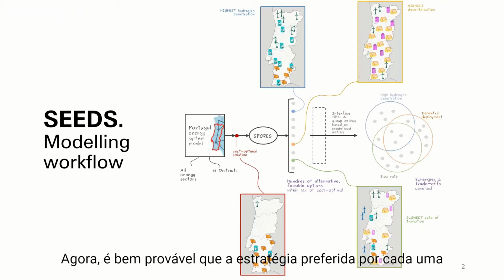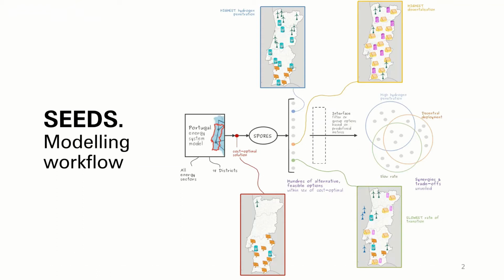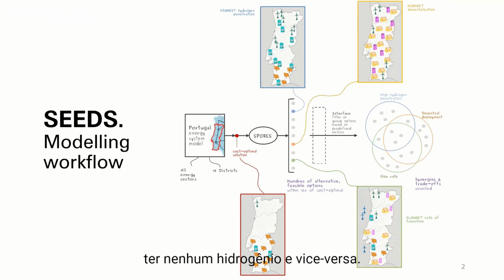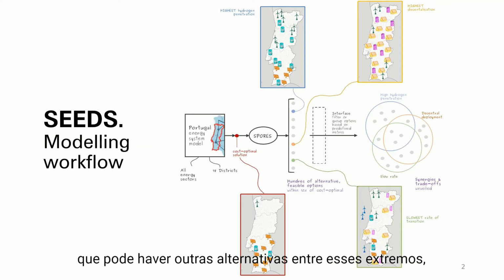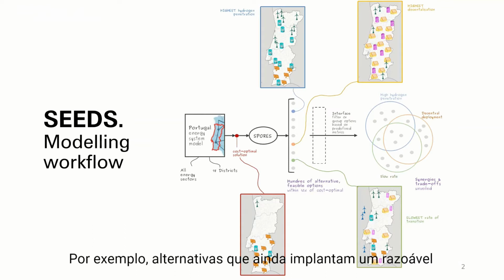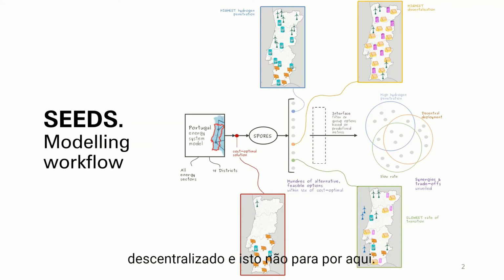Now, it's quite likely that the strategy preferred by each of the different stakeholders involved will be very different and possibly explicitly conflicting. For instance, the highly decentralized strategy might not have any hydrogen and vice versa. Nonetheless, the interface will allow you also to realize that there might be other alternatives in between such extremes, which might allow compromising between conflicting preferences. For instance, alternatives which still deploy a reasonable amount of hydrogen, but they do so within a highly decentralized system.